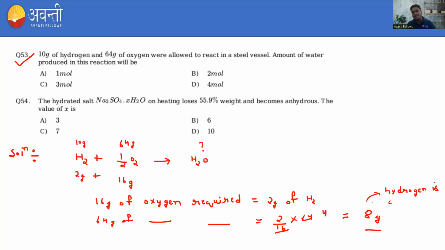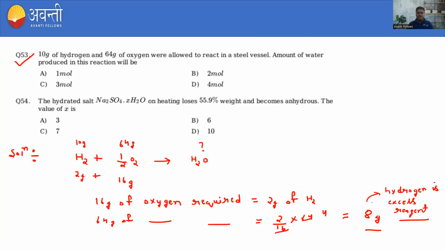Hydrogen is the excess reagent. How will you say that hydrogen is the excess reagent, beta? So we can say hydrogen is the excess reagent because in this question only 8 gram of hydrogen is required, but here in the question 10 gram of hydrogen is given. So we can say that hydrogen is present in excess.